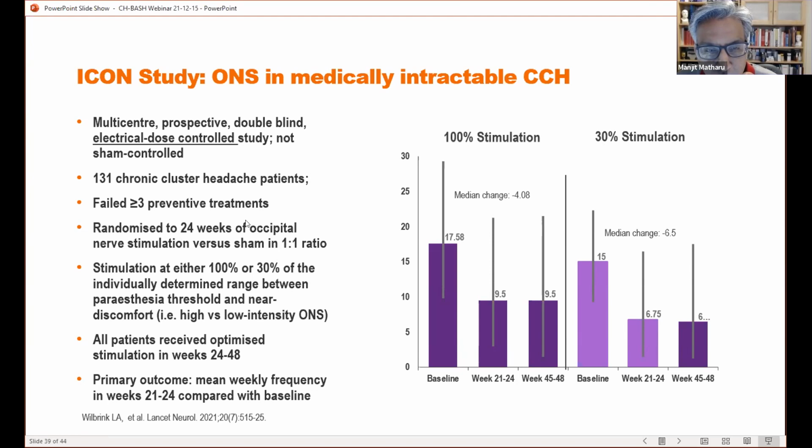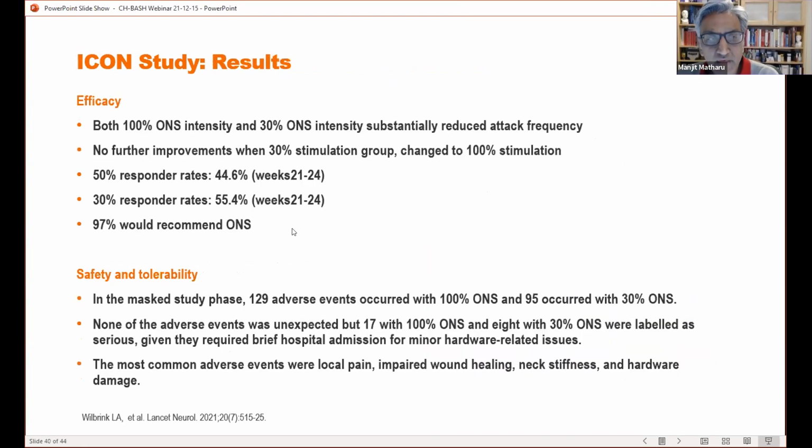So having spent about 5 to 6 years doing a study, which was actually quite difficult to do, and showing quite clearly that the response rates are quite good, it's a pity because we still don't have control data for this. But nonetheless, what they did show was that the 50% responder rate was about 45%. The 30% responder rate, which leads to a significant improvement in quality of life, is 55%, which is very close to what we see on an open label basis in our very large series.